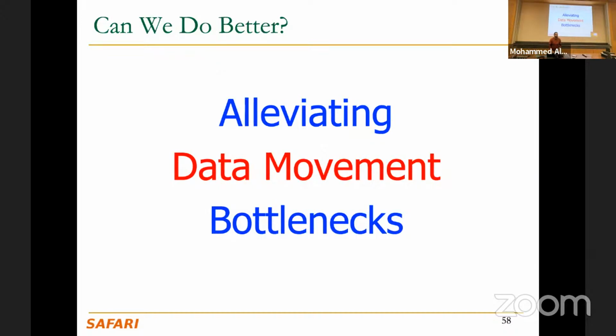Now, how can we alleviate data movement? This is still FPGA and GPU. We have both implementations, GPU and FPGA. We also have SIMD, and we also have processing near memory for SneakSnake. All of them are on the same GitHub repo, if you're interested.